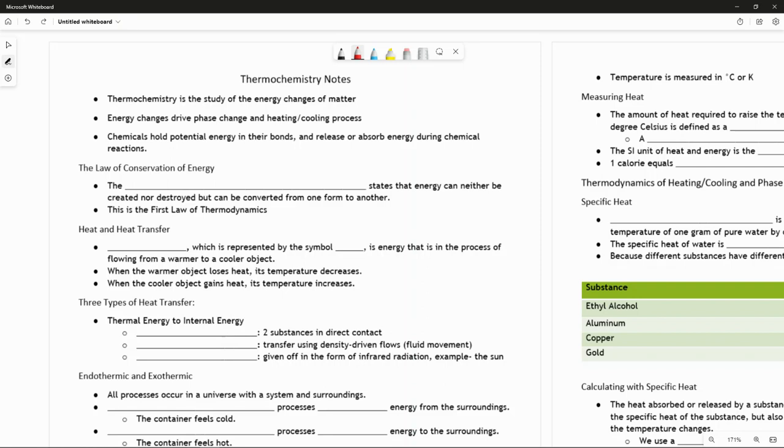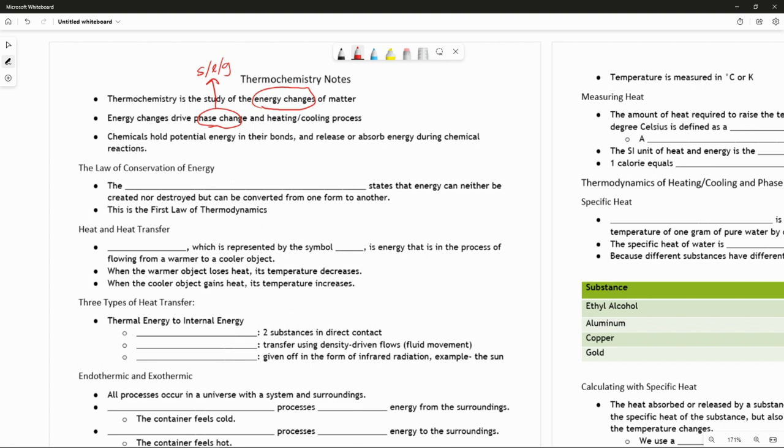All right, let's go over some thermochemistry notes. Day one. Starting from the top. Thermochemistry is the study of the energy changes of matter. Energy changes drive phase change, solid, liquid, gas, and heating and cooling processes. Chemicals hold potential energy in their bonds and release or absorb energy during chemical reactions.